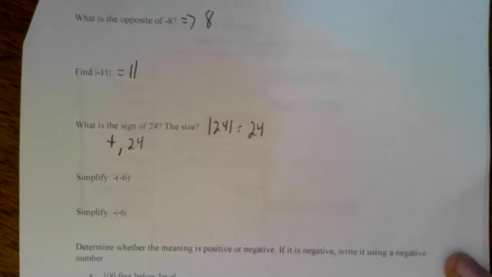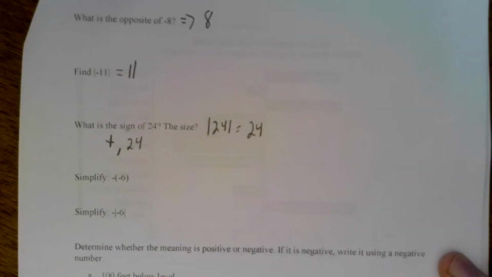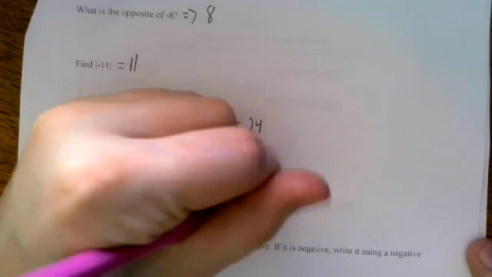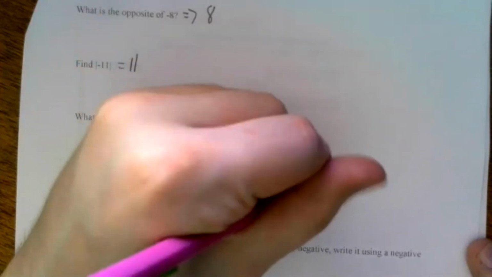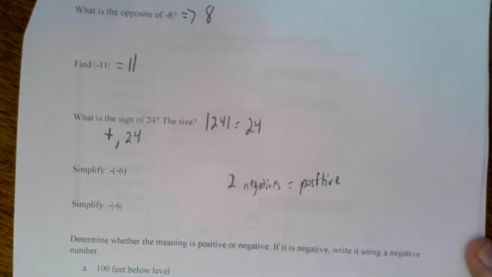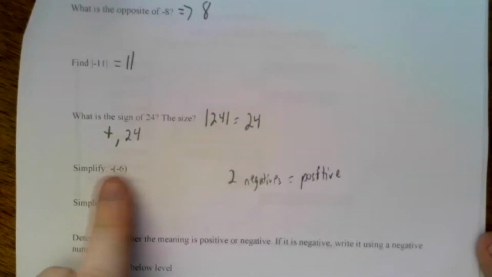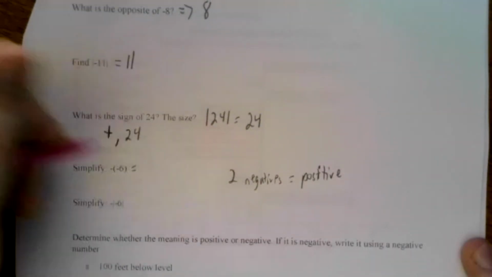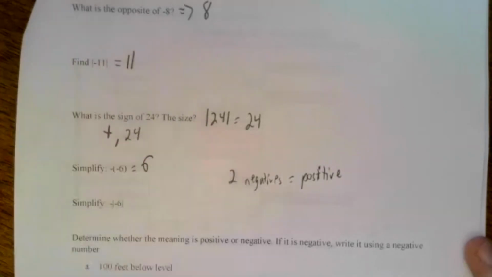Well, has anybody heard the phrase, maybe two wrongs make a right? Well, in our case, two negatives will make a positive. So if I have two negatives, that will equal a positive number. Basically, the negative of a negative is equal to a positive. So the negative of a negative 6 is a positive 6. Okay?